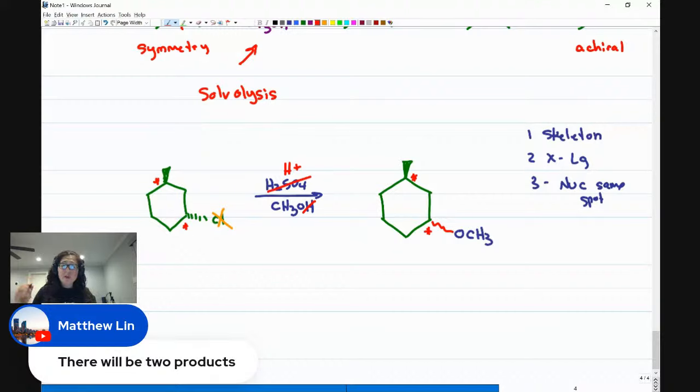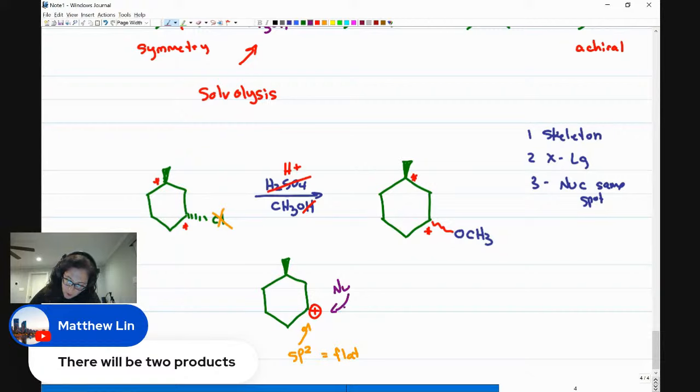Matthew, you are absolutely correct. There will be 2 products. Remember that the intermediate for an SN1 reaction is a carbocation. What is the hybridization and therefore the geometry of a carbocation? A carbocation is sp2 hybridized. sp2 is trigonal planar, aka flat. And that means the incoming nucleophile can attack from the top or from the bottom. It can attack from both.